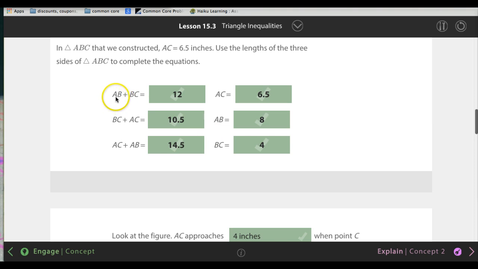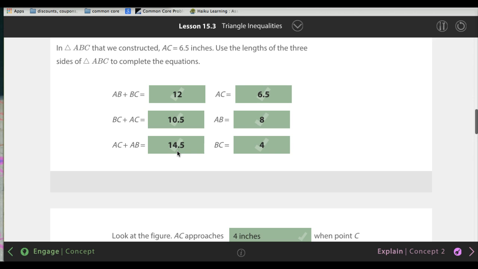Then I followed this. What is segment AB plus BC? When I add these two, I got 12. What's BC plus AC? When I added those two together, I got 10.5. What is AC plus AB? When I add them together, I got 14.5, right?